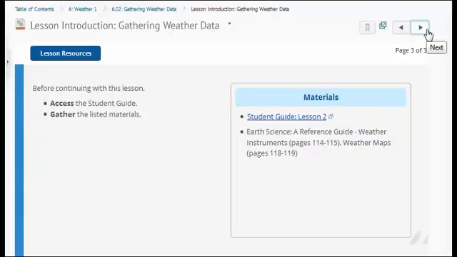You can find the student guide under the materials on page 3 of lesson instruction, and you may also find the ebook or the online book in the table of contents to read about this online.